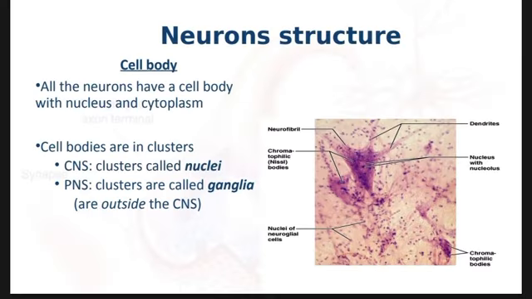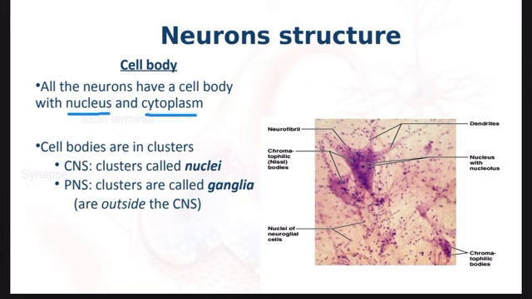Cell body. All the neurons have a cell body with, as we said, a nucleus, like any cell body, and cytoplasm. That's usually like any cell in the body. The nucleus and the cytoplasm. We don't know the term in Arabic. If you want to look it up you can.